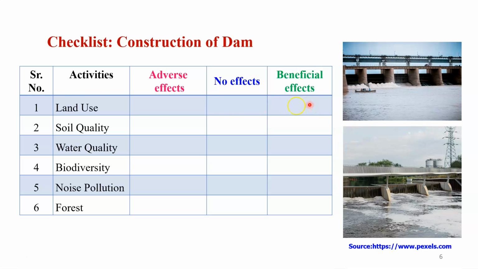If it is a positive effect, for example land use will be changed beneficially, then you have to put a tick mark here. And what will be the impact on the soil quality? Is it good or bad? If it is a negative effect, then you can tick mark here. If it is a positive effect, then you can tick mark here.